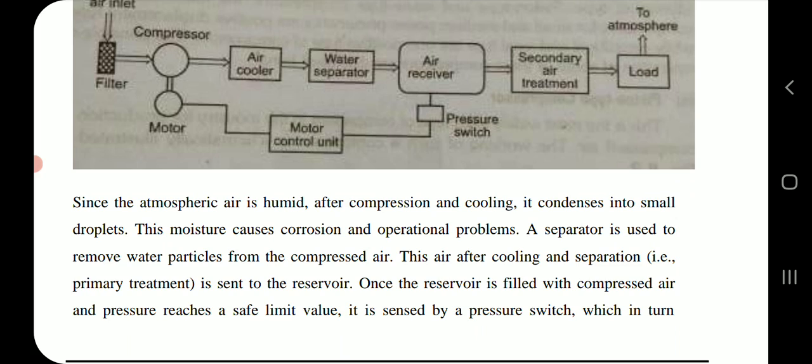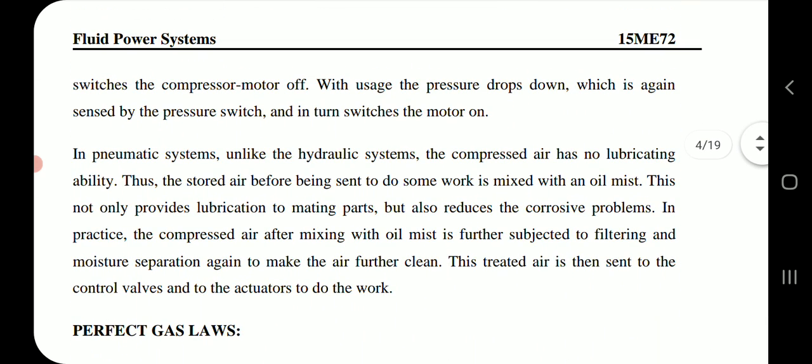Once the reservoir is filled with compressed air and pressure reaches a safe limit value, it is sensed by a pressure switch, which in turn switches the compressor motor off. With usage, the pressure drops, which is again sensed by the pressure switch, which in turn switches the motor on.